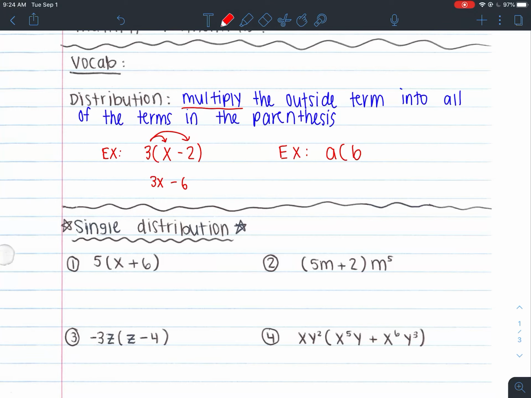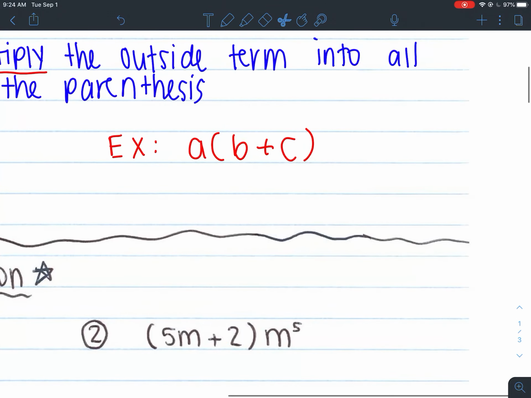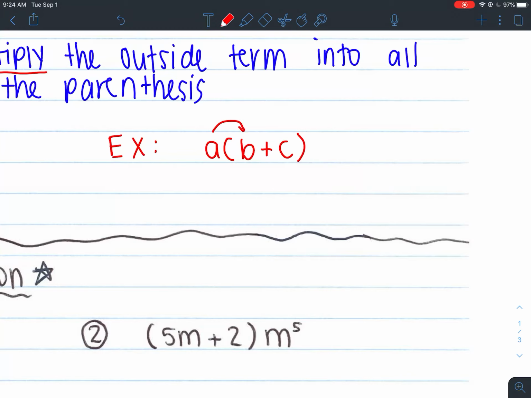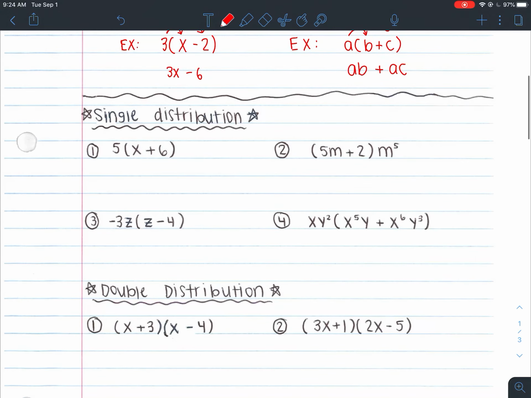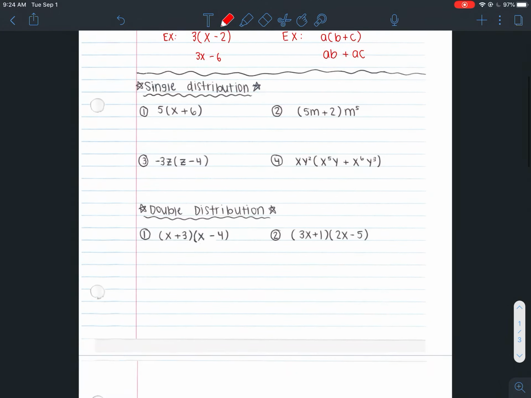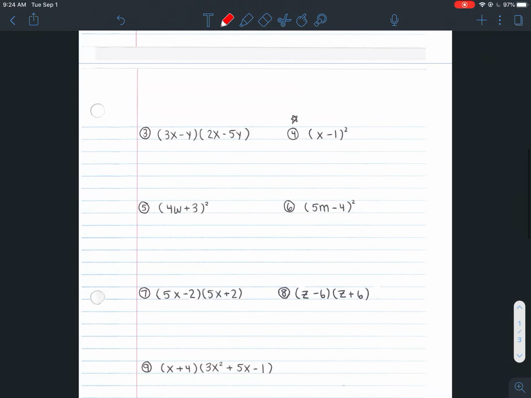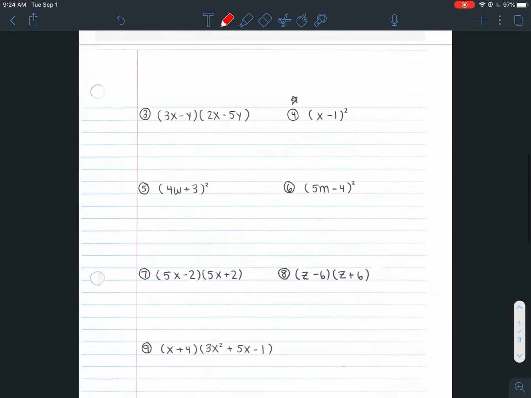Another example we'll do with letters. A parentheses b plus c. Okay, I'm going to do the same thing here. I'm actually going to erase this and make this a little bit neater. Okay, same thing, we're going to distribute and multiply. A times b is going to be ab. A times c is going to be positive ac. So you're just multiplying it to the terms on the inside, however many there may be. So we're going to first do single distribution, and then we'll go into double distribution, and that's going to really take us through the rest of the notes all the way through question 10.